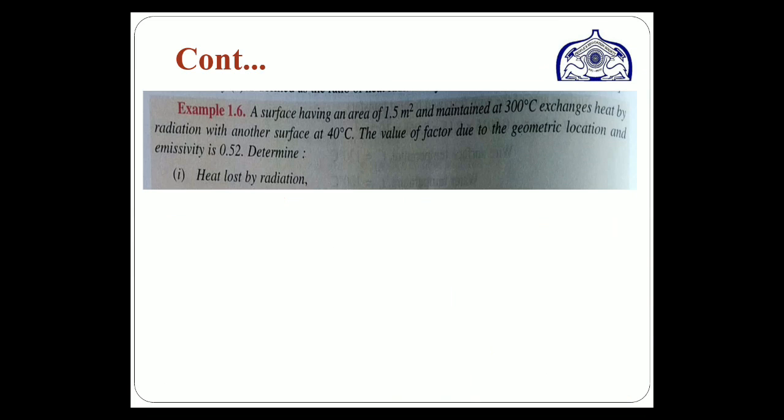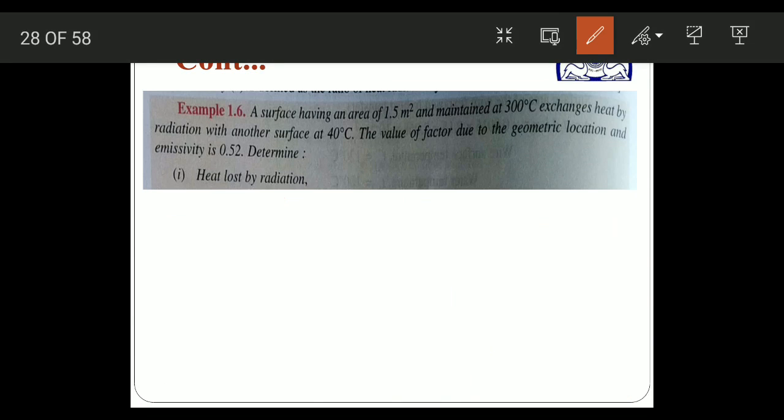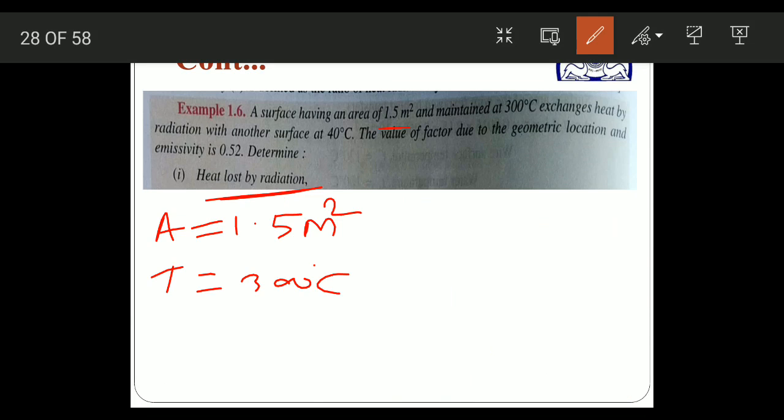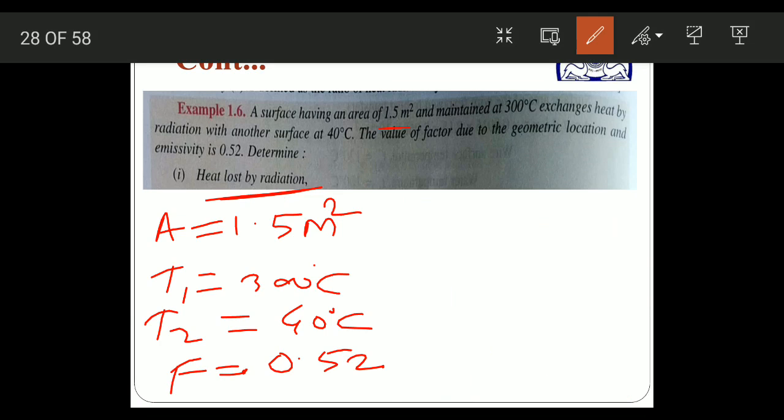Now let us solve the next question. That is again, I think it is on the radiation. Okay, so here it is mentioned: a surface having an area of 1.5 meter square and maintained at 300 degrees Celsius, exchanges heat by radiation with another surface. So T2 is given 40 degrees Celsius. The value of factor, that is F, is given 0.52, and the emissivity combined for both they gave as 0.52. Now determine what is the heat loss by radiation.